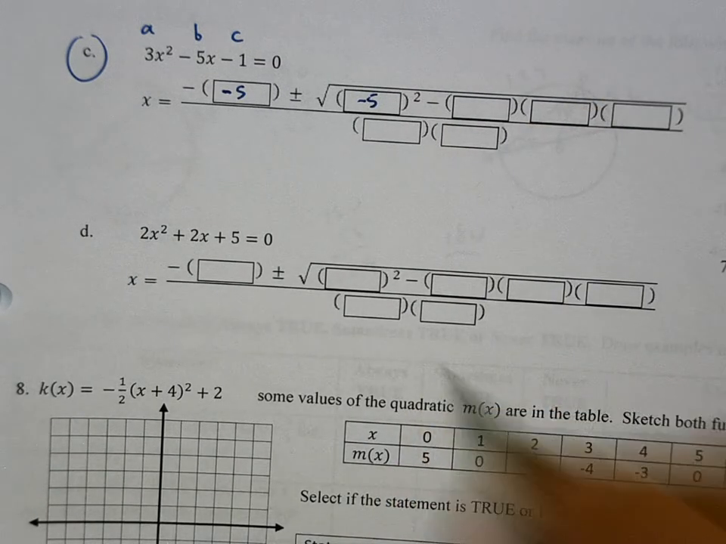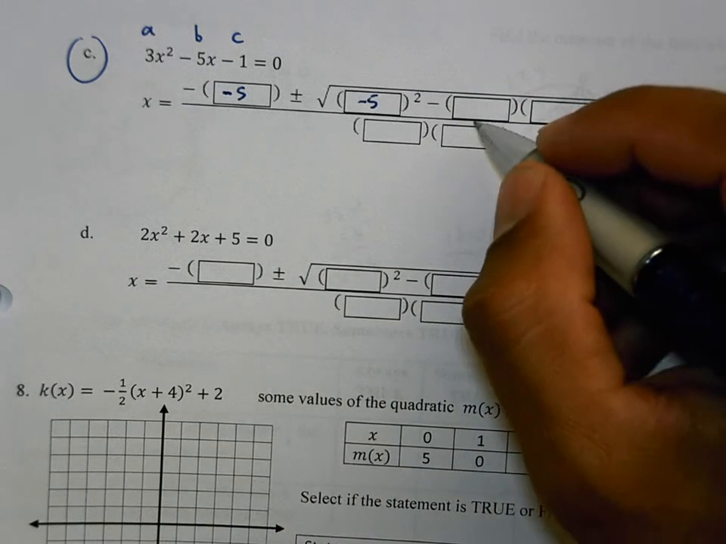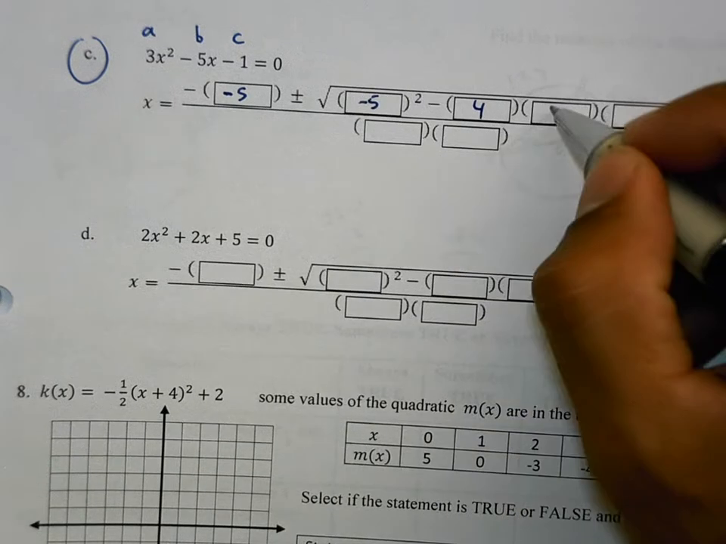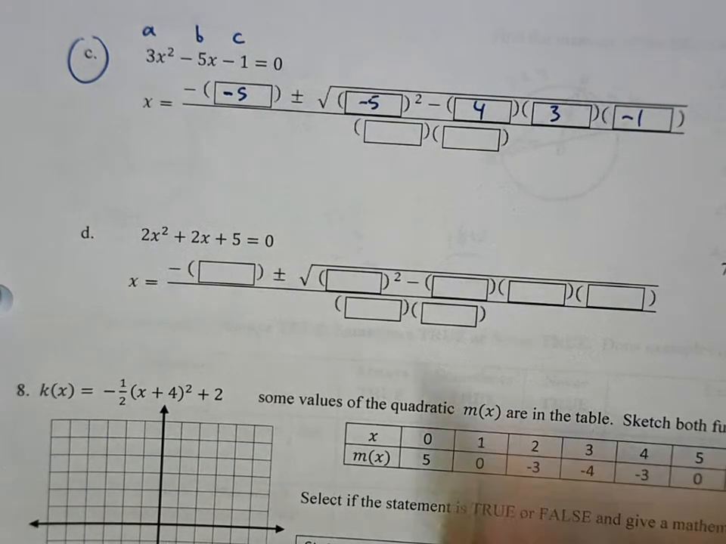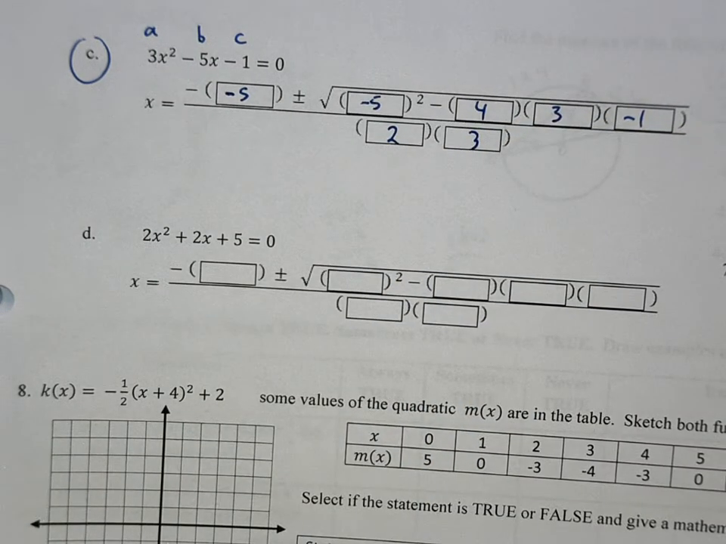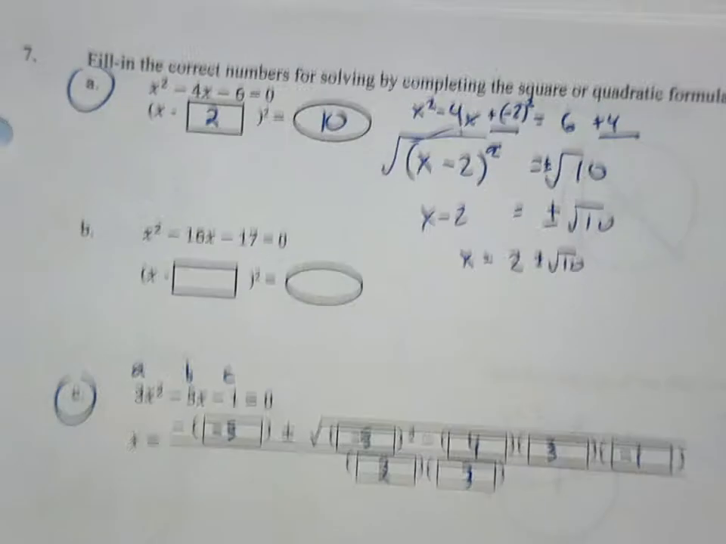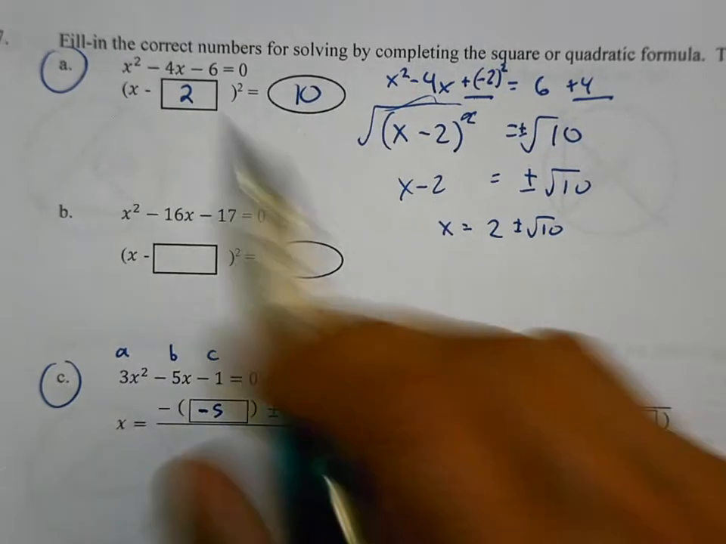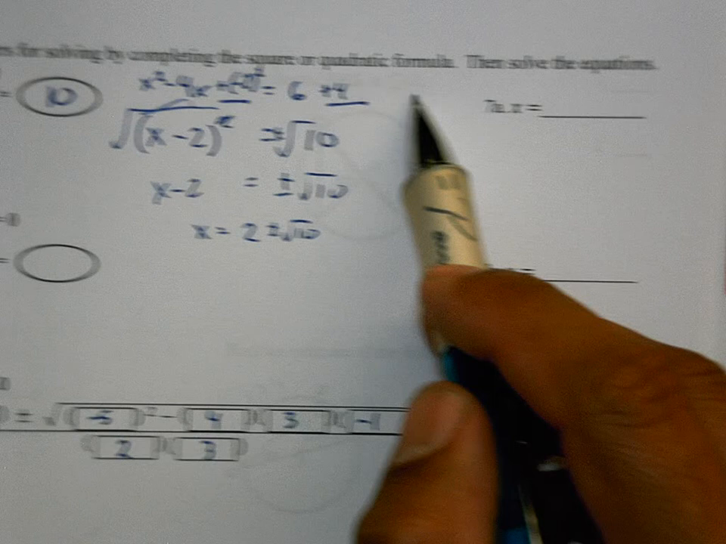Oh, I just realized something, but minus 4, 4ac all over 2a. 2 times a. So I plug everything in. It's only at this time that I actually went back up and I read my directions. And my directions say, fill in the correct numbers by solving and completing the square quadratic formula. And then it says, then solve the equation.